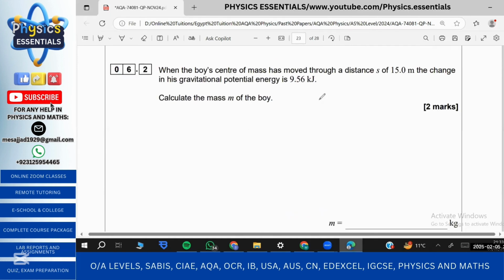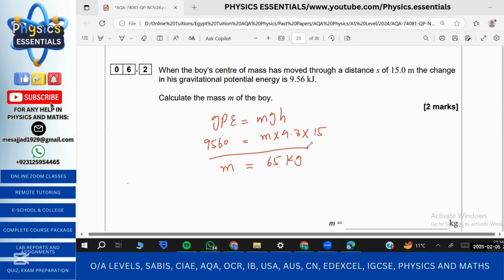When the boy's center of mass has moved through a distance of 15 meters, the change in his gravitational potential energy is 9.56 kilojoules. Calculate the mass m of the boy. It's very simple. GPE is mgh. So GPE is 9560 joules, g is 9.8, and h is 15. From here, the mass of the boy turned out to be 65 kg.